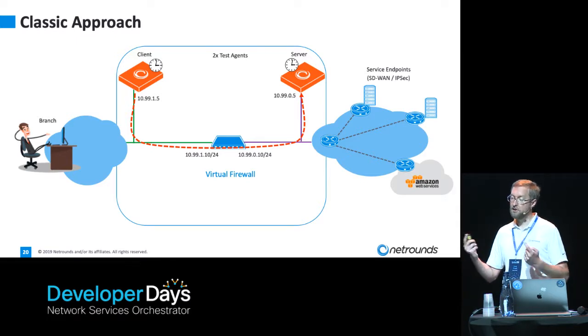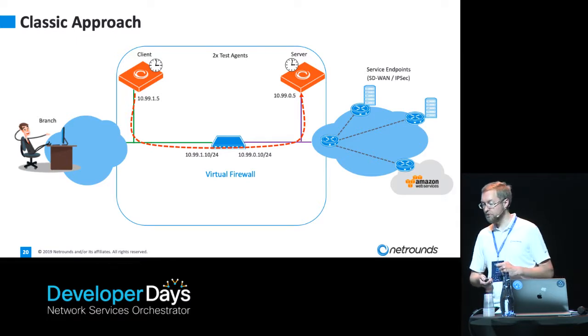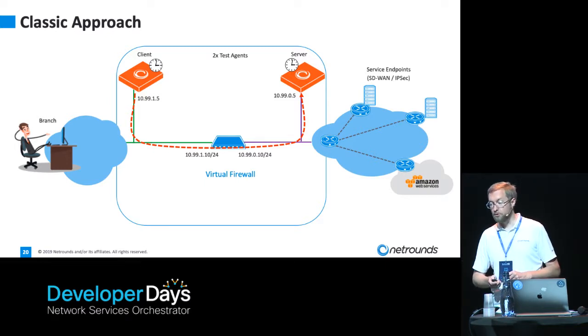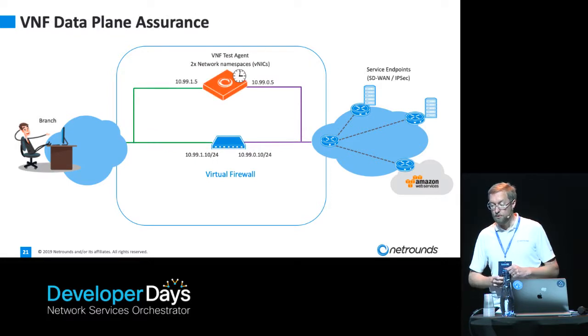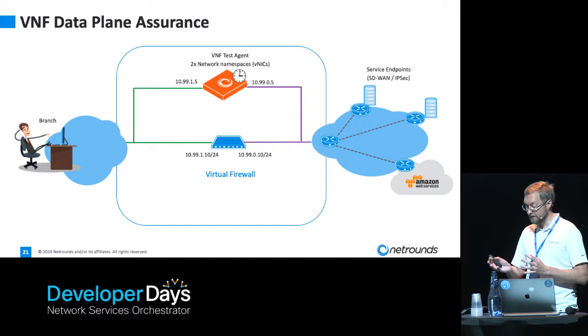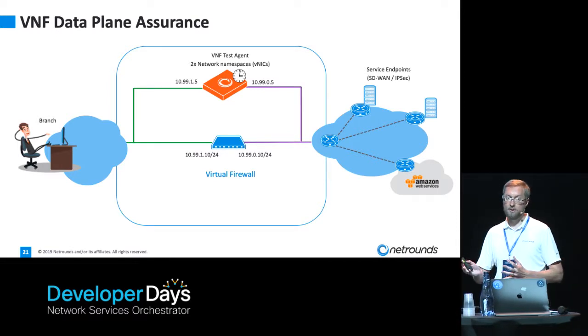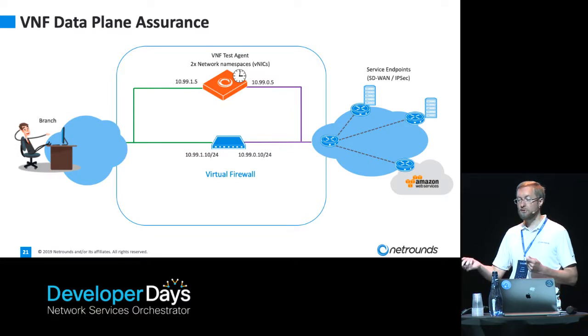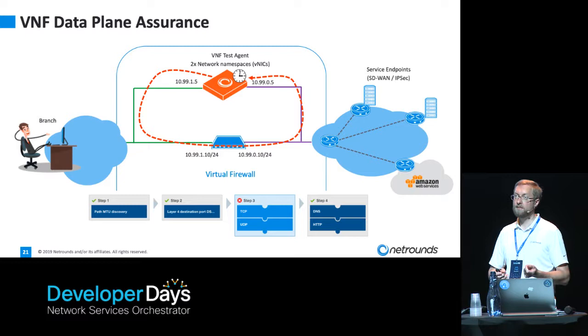You need to synchronize the clocks on the client and server to have accurate measurements, and it doesn't scale very well. It consumes more resources than our approach. So our approach for virtual appliances is to use a single test agent appliance running in the same hypervisor or same compute data center and attach it both to the inside and outside of the virtual firewall and run traffic from one interface to the other one.